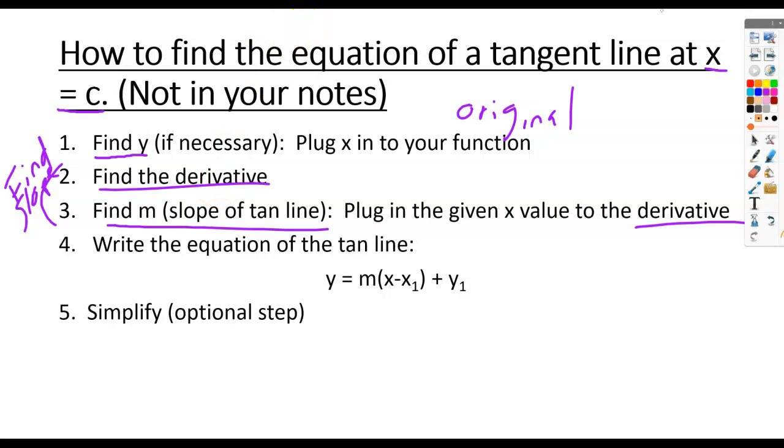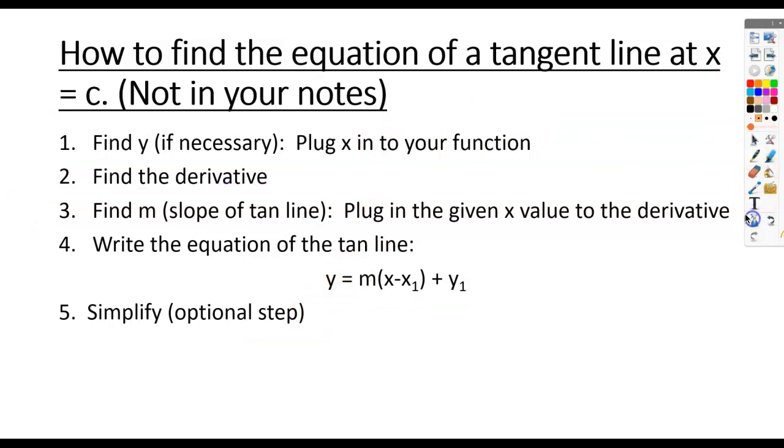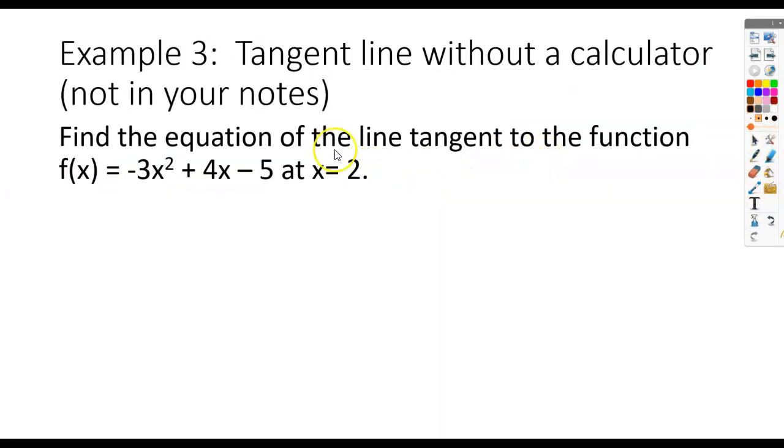So now we have everything we need. I will always give you the x value. You may have to find the y value sometimes. Then you're going to have to find the m. So you'll have the x, the y, and the m. You're just going to plug it in here and simplify if you want to. I'll say it's optional. And you're all done. You've found the equation of the tangent line. So it's pretty straightforward. Let's go ahead and do an example just to make sure those steps come to life for you a little bit.